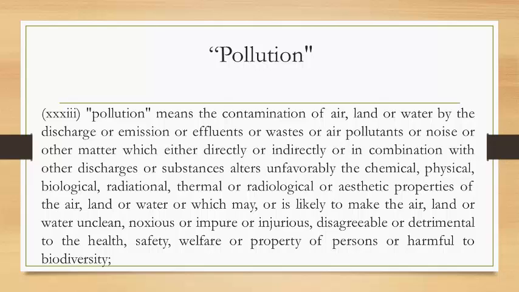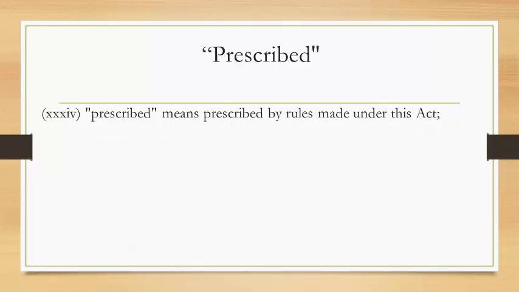(XXXIII) Pollution means the contamination of air, land, or water by the discharge or emission of effluents or wastes or air pollutants or noise or other matter which either directly or indirectly or in combination with other discharges or substances alters unfavorably the chemical, physical, biological, radiational, thermal, radiological or aesthetic properties of the air, land, or water, or which may, or is likely to, make the air, land or water unclean, noxious, or impure or injurious, disagreeable or detrimental to the health, safety, welfare, or property of persons or harmful to biodiversity. Prescribed means prescribed by rules made under this Act.